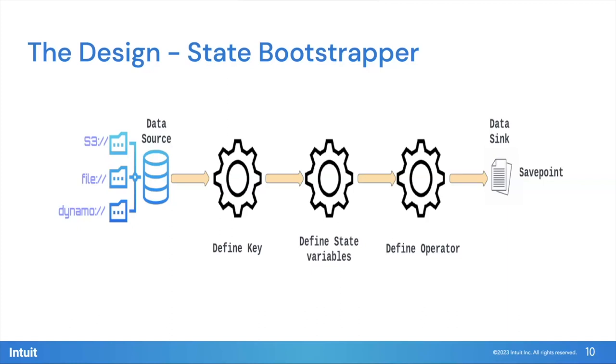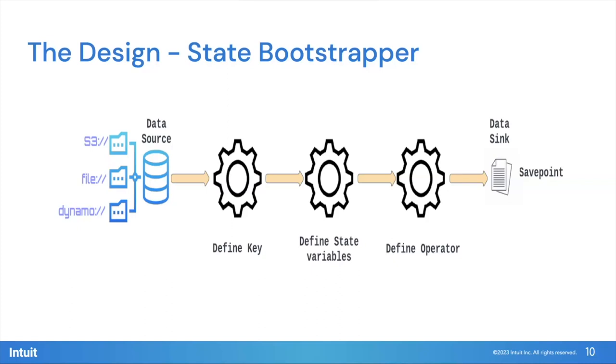Each input data record will go through a few transformation steps. First, it extracts the key and the value components from the data record. Second, the state variables are created according to the configuration, and the value components will be saved in the state variables. Finally, a Flink operator which models the Beam transformation is created to tie the state variables and the key together and get written to the savepoint file.